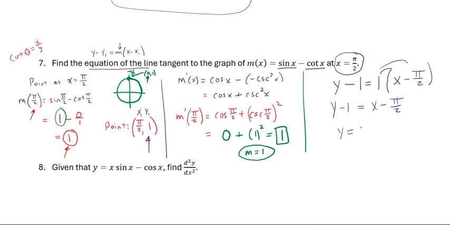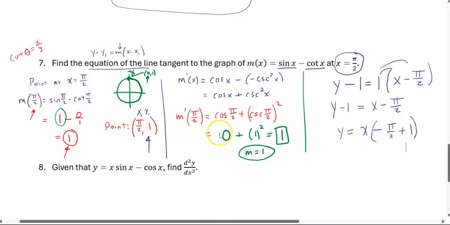Add 1 to both sides. We get x minus pi over 2 plus 1. Now, that doesn't look exactly like y equals mx plus b form. If you put parentheses around this, then it looks more like it, right? So your slope is 1, and your y-intercept is at the point negative pi over 2 plus 1, which is just a number. Crazy number, but a number. So there we go. We have our equation of our tangent line.